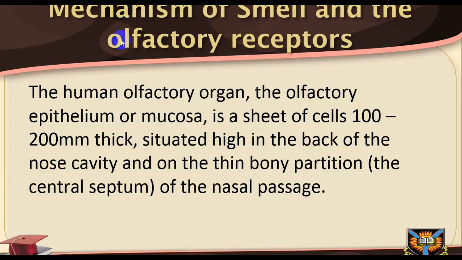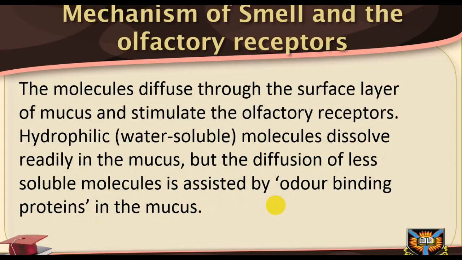Mechanism of smell and the olfactory receptors. The human olfactory organ, the olfactory epithelium or mucosa, is a sheet of cells 100 to 200 micrometers thick, situated high in the back of the nose cavity and on the thin bony partition, the central septum of the nasal passage. The olfactory system responds to airborne, volatile molecules that gain access to the olfactory epithelium with the in and out airflow through and behind the nose.